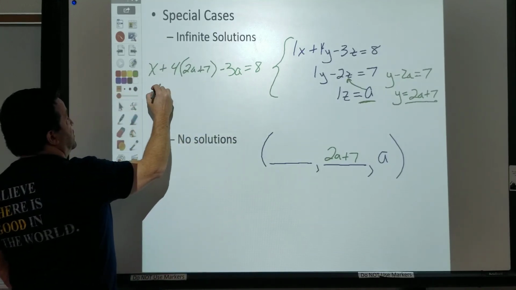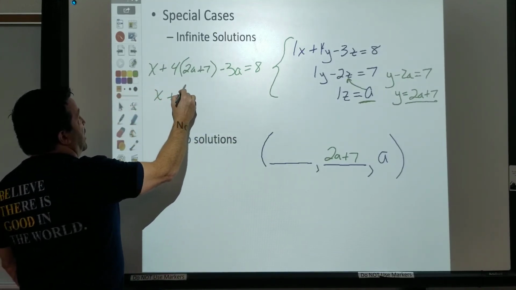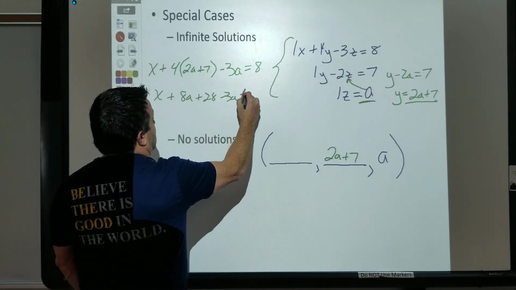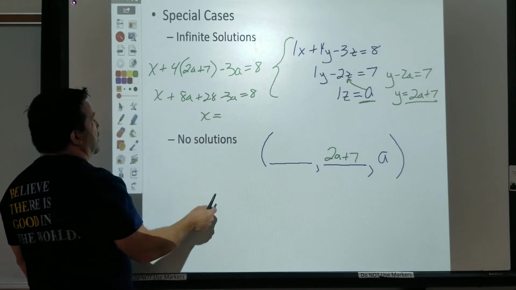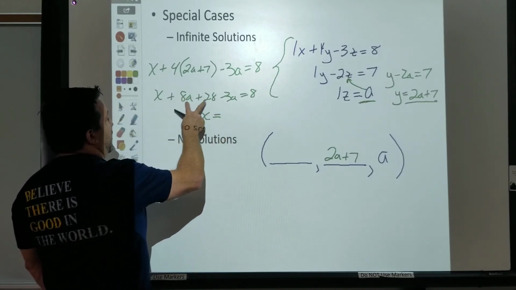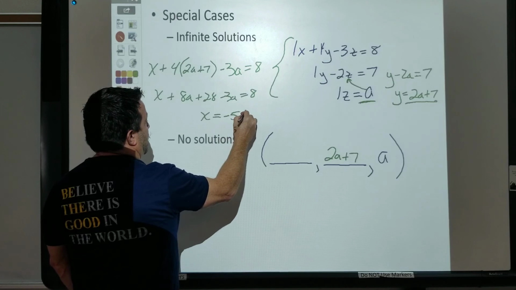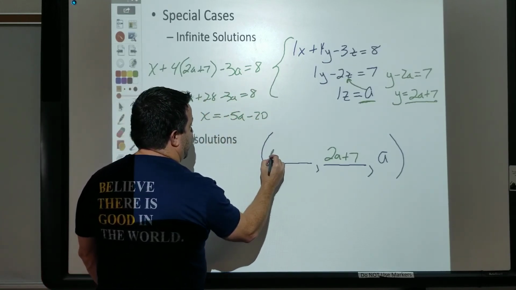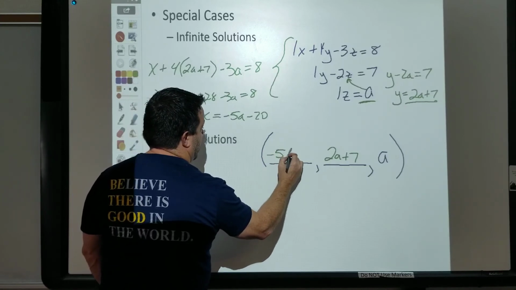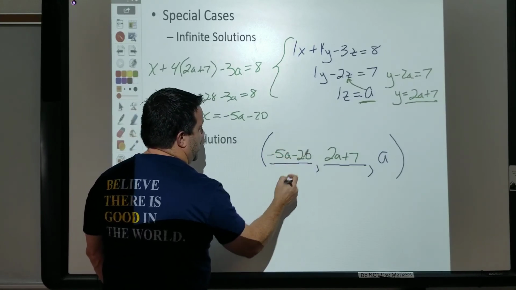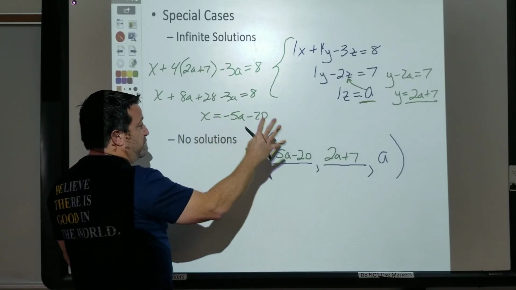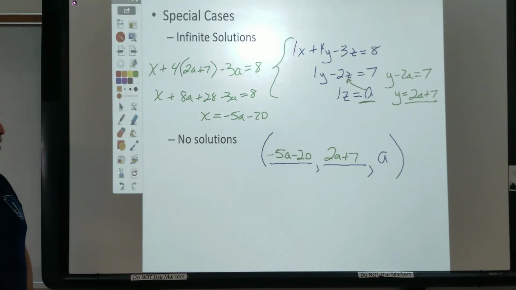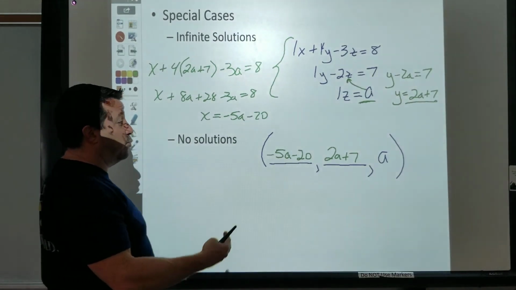And I have to simplify this. x plus 8a plus 28 minus 3a equals 8. So I get x by itself. So I move the 8a and the 3a, that's 5a, to the other side. It becomes a negative 5a. And move the 28 to the other side, that becoming negative 20. That would be what I'd put in here for x. Negative 5a minus 20. So now I have infinite solutions, but this is the formula like we did with 2 variables and 2 equations to come up with a formula that generates a list of all the ordered triples.